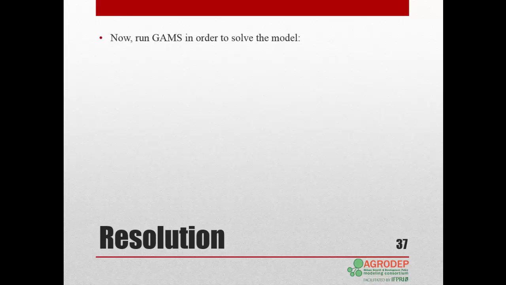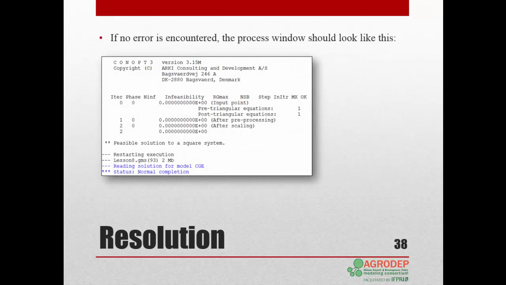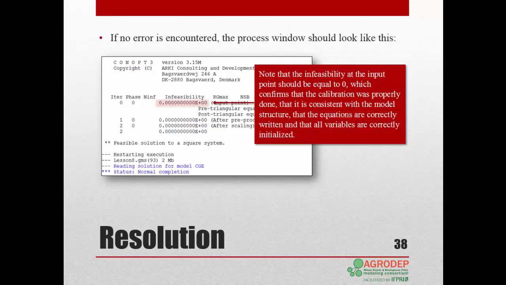Now, run your program in GAMS IDE, either by pressing the shortcut key F9 or by using the red arrow icon. If your program is error-free, this is what the process window should look like. Note that the infeasibility at the input point should be equal to 0.